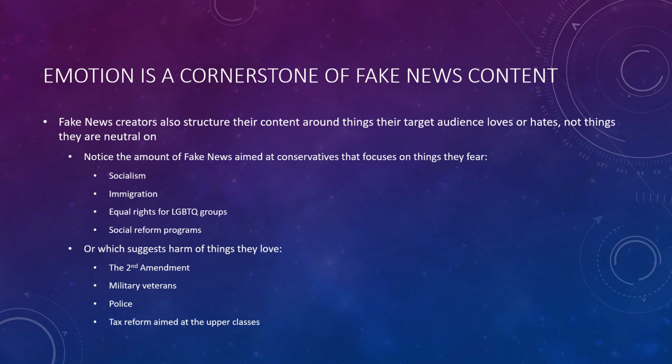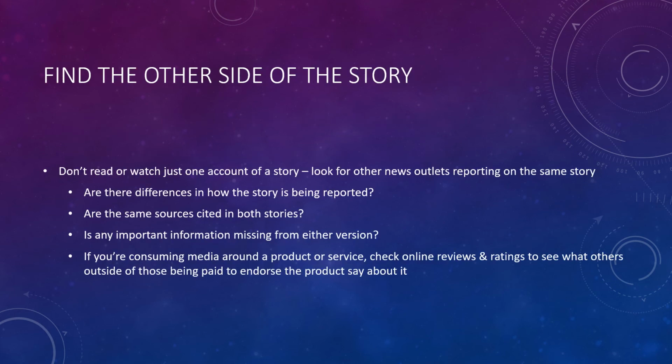Conversely, they can say, hey, liberals are out to harm the Second Amendment, military veterans, police, tax reform aimed at the upper class. Those are all things that the conservative audience loves. The Second Amendment, they love military veterans, they love police, and certainly there are liberals that do as well. But these tend to be very hot button items for this audience. So it's easy to get them to click through to view a video, etc., if you're talking about potential harm to the things that they love. Really big idea there that these fake news folks are preying on your emotions.